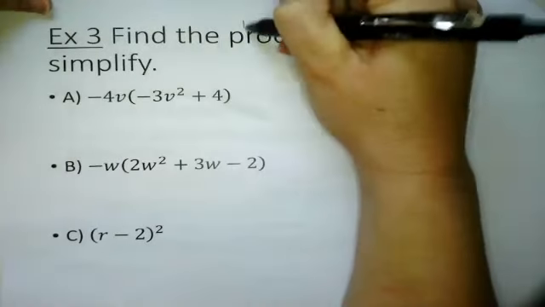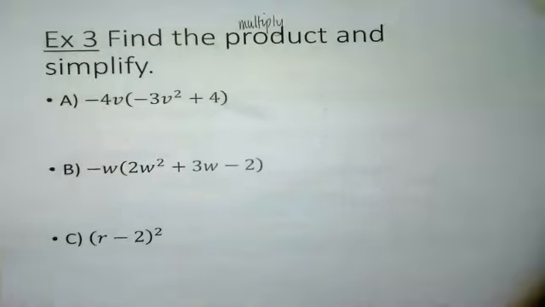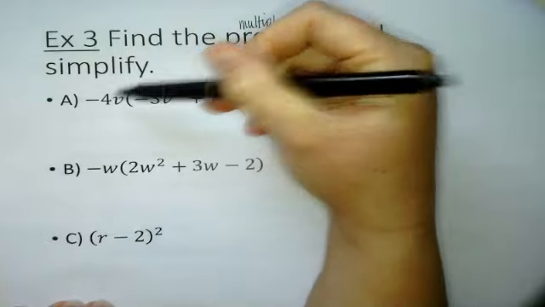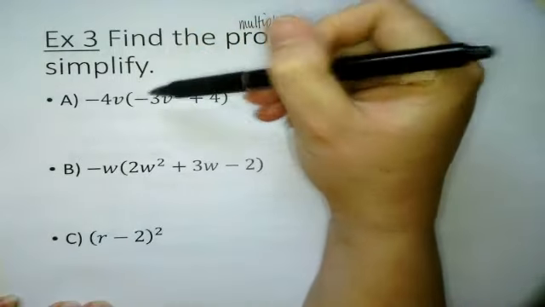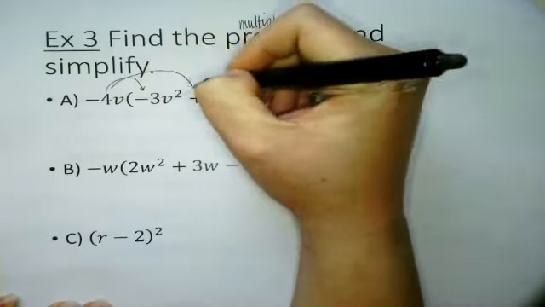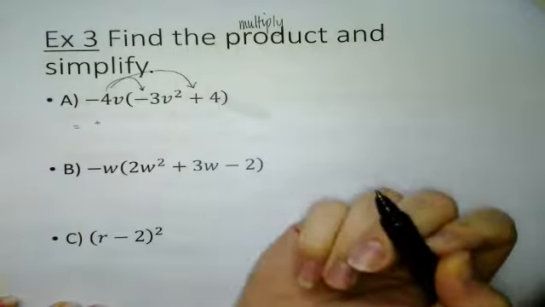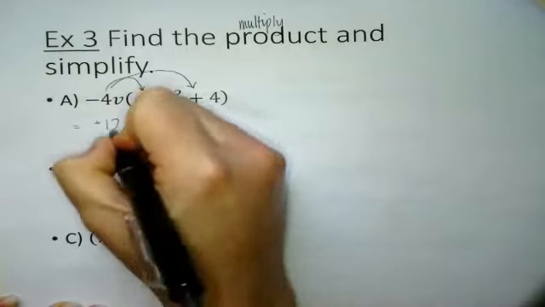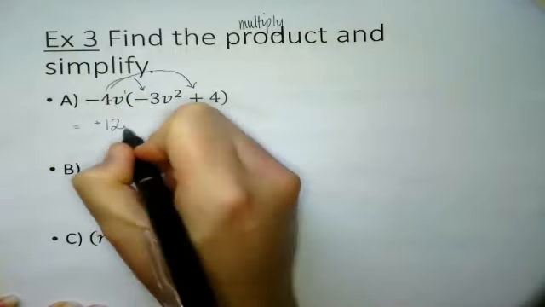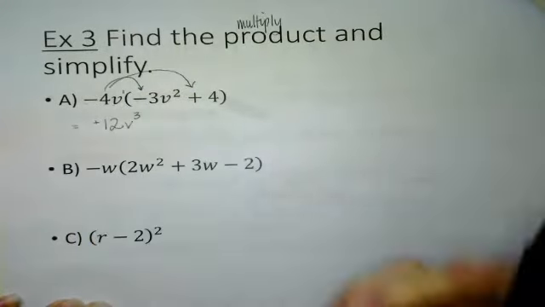And the last thing is finding the product. Product means multiply. All right, so here we have negative 4v times the quantity, negative 3v squared plus 4. We're going to go ahead and distribute. Negative times negative is positive. You don't have to write the positive. 4 times 3 is 12, and v to the first times v squared would give you v cubed. Remember, when they have the same base, you get to add your exponents.